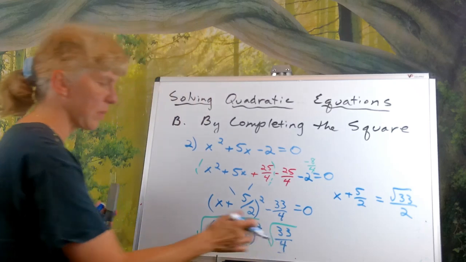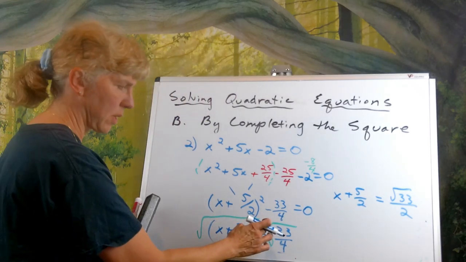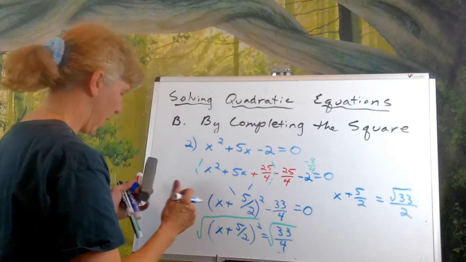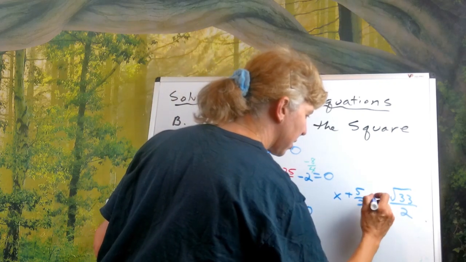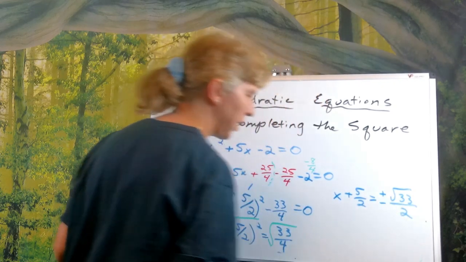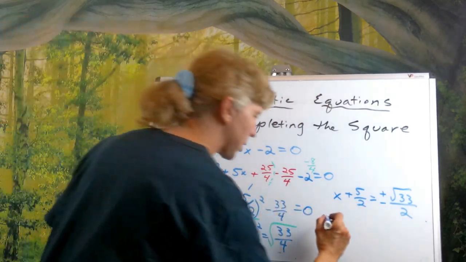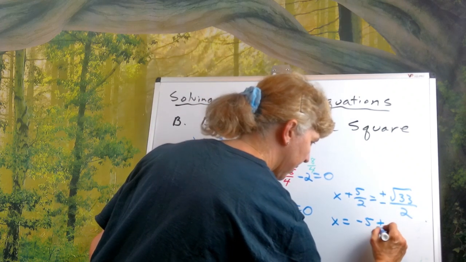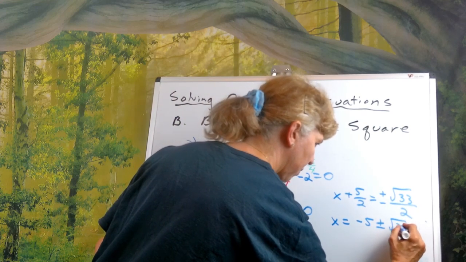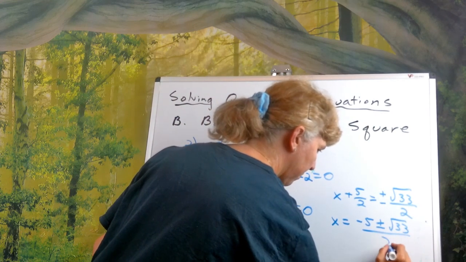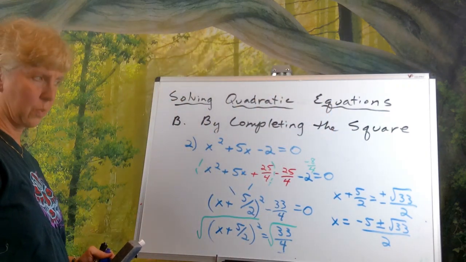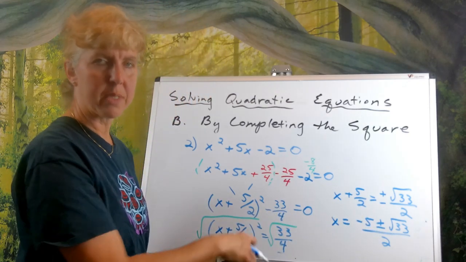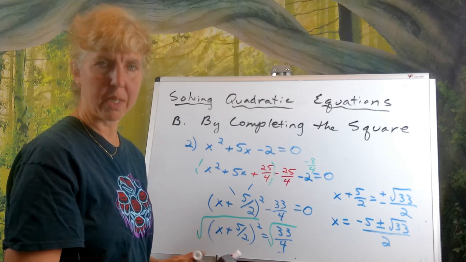And what I'm doing is I'm simplifying that radical straight away. So that's the same thing as the square root of 33 over the square root of 4. The square root of 4, of course, is 2. And I'm going to not forget my plus or minus. Put that in there. All right. And now I'm going to subtract my 5/2 from both sides. And since they have the same denominator, I'm going to go ahead and write it all in one fraction. You can leave it as 2 fractions as well. So I could have negative 5/2 plus or minus root 33/2. But since they have the same denominator, I might as well make it one fraction.